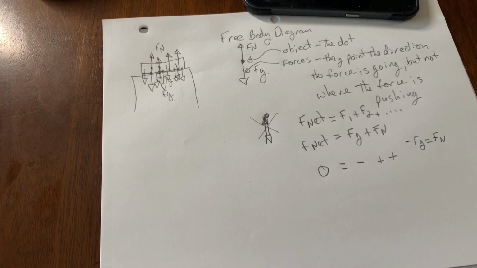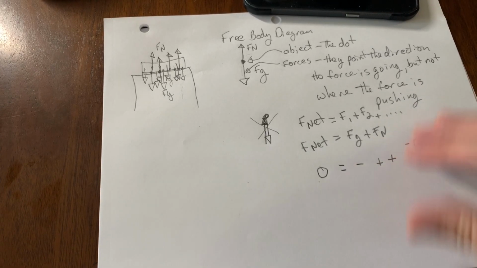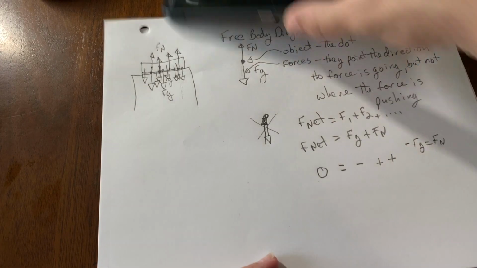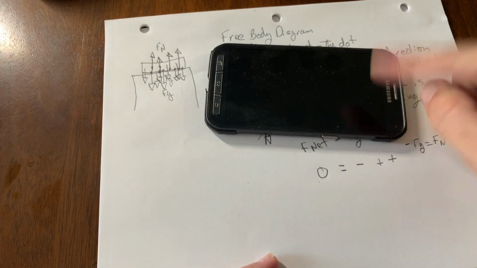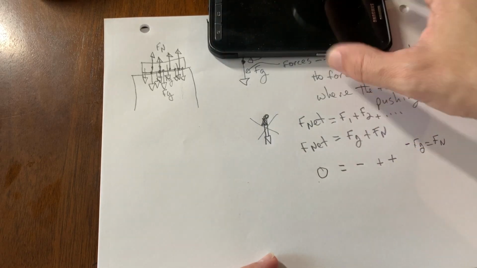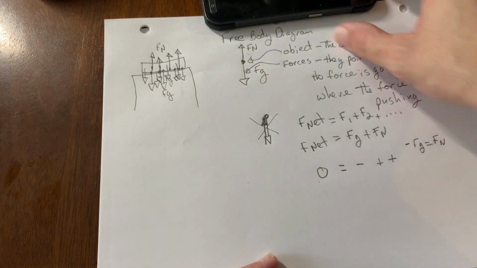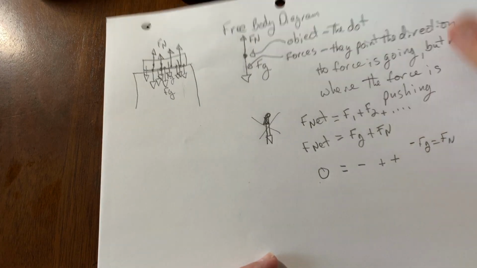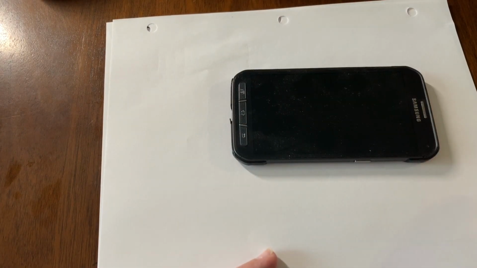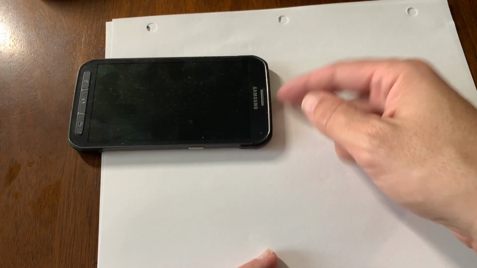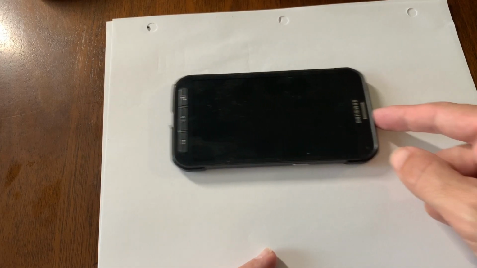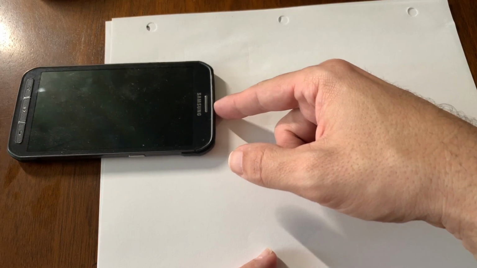Okay, so now we're gonna try another one. We've got our phone at rest, sitting on the table, force of gravity pushing down, the table pushing back. It's not moving, and that's our free body diagram. So now we're gonna switch, and we're gonna do what happens if I take my phone and push it across the table. Now, if I'm pushing it, there is a force, the phone is moving, and let's take a look at how and why this works.